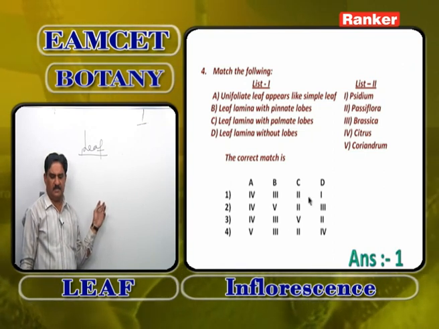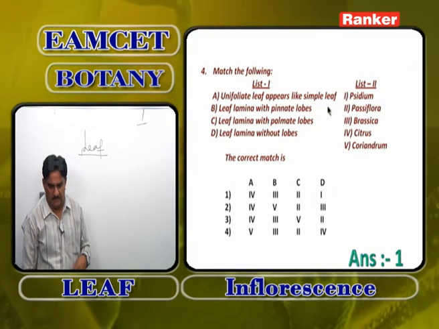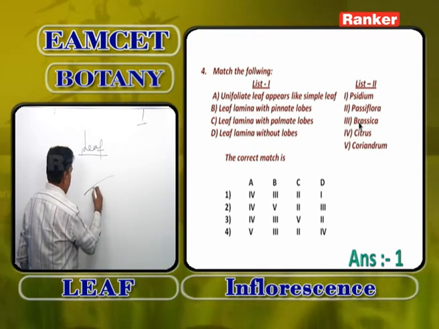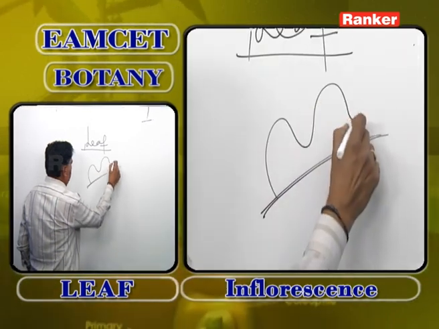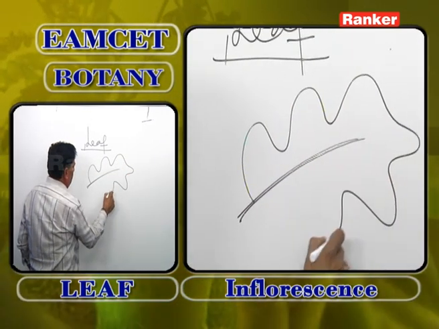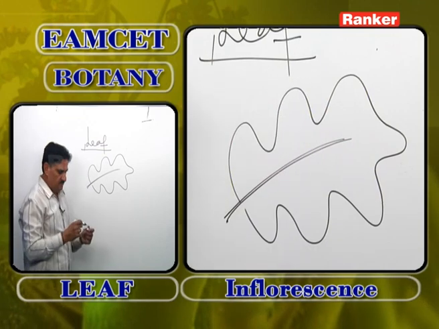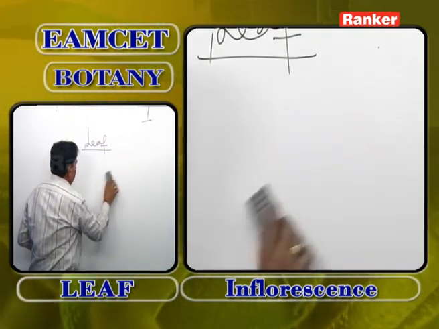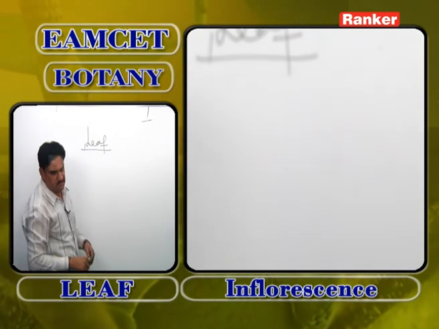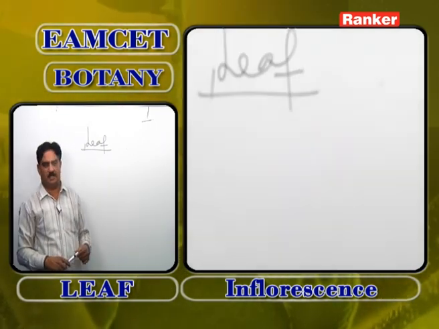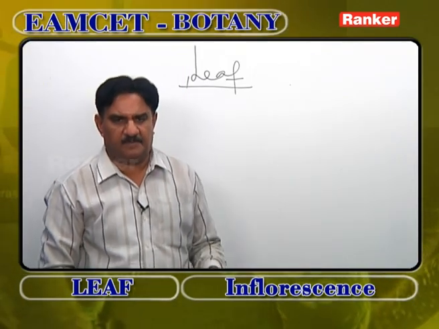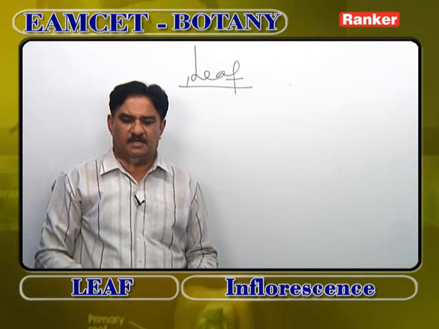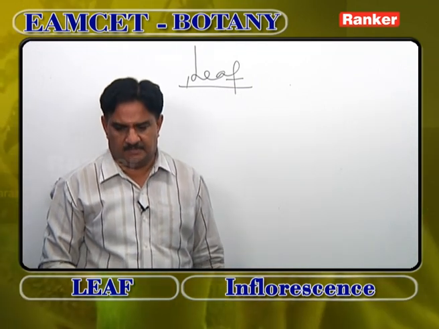Unifoliate leaf appearing like a simple leaf is Citrus. Leaf lamina with pinnate lobes is Brassica. What is a pinnate lobe? Suppose this is the midrib. Lobes will be like this and their number is equal on both sides of the midrib. This is called a simple leaf with pinnate lobes. Simple leaf with palmate lobes means the leaf lamina shows lobes which resemble fingers in a palm, Passiflora. Leaf lamina without lobes means all the leaves are simple without any lobes, example Psidium.